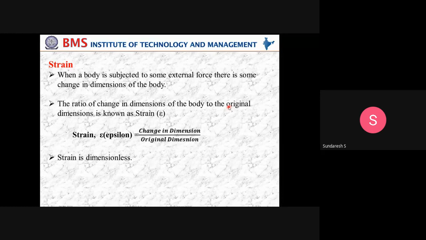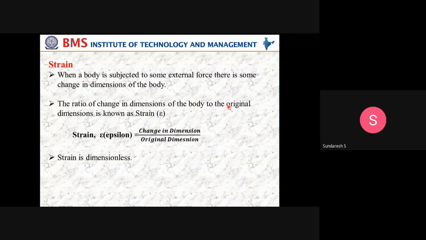So how do we determine how much deformation the body has undergone? That amount of deformation when a body is subjected to external loading can be expressed by a term called strain. Now let us define what strain is, how we express it with notation, what its unit is, and what the different types of strain are. When a body is subjected to some external force, there are changes in its dimensions.